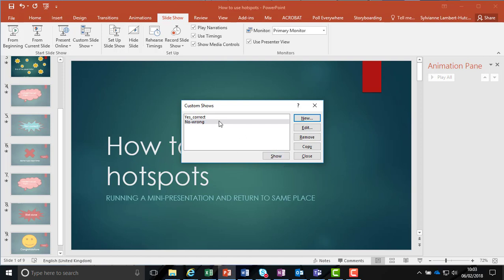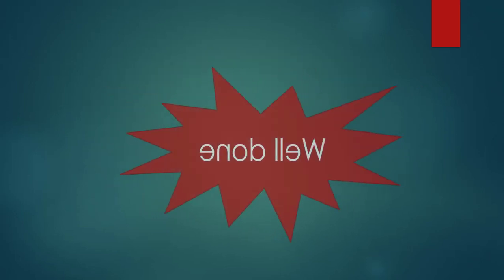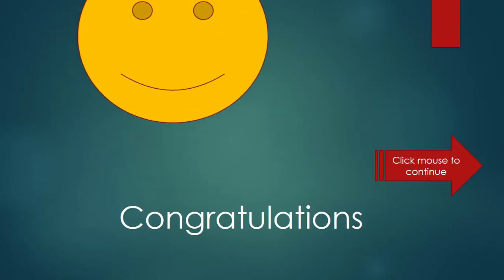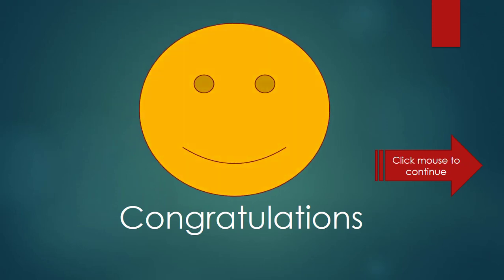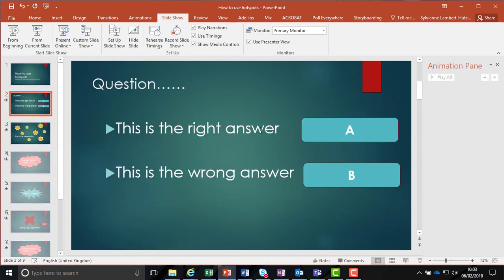All right. So I can go to "yes, correct" and say show. And it goes 1, 2, 3. So we've got that one right. That's the correct one. I click the mouse to continue. And back under those custom slideshows, you can see you've got 2 extra slideshows in there.